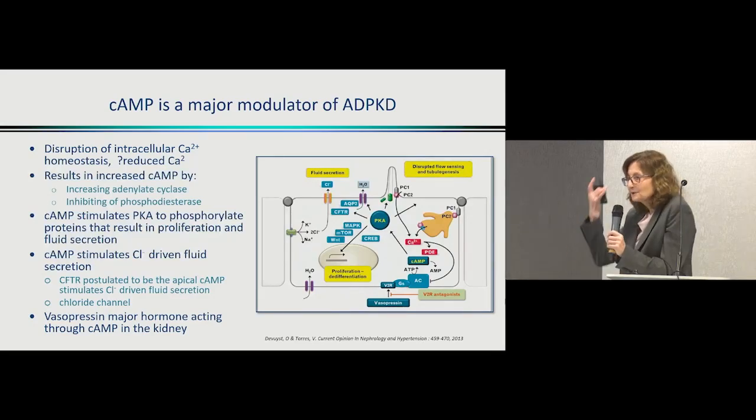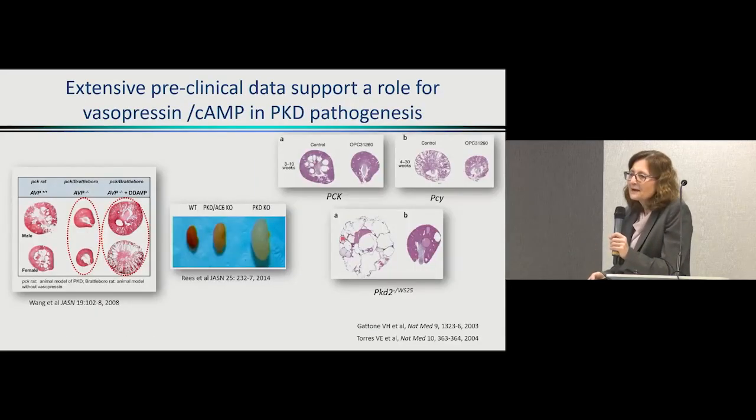So if you increase cyclic AMP levels, you're going to stimulate all of that, which could then also promote all of these bad things, including cell growth and fluid secretion. So that's the basic idea. And it has turned out that this is very important, and very important clinically.